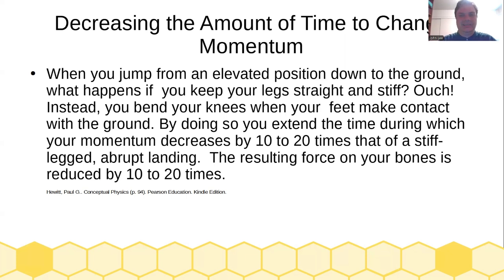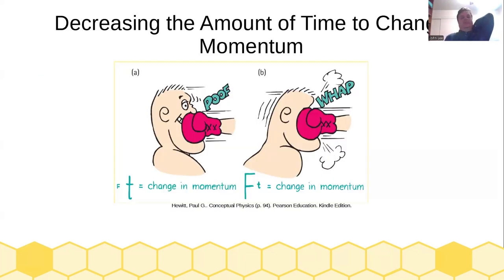But if you bend your knees when your feet make contact with the ground, the time that it takes to slow you from the momentum that you have to zero momentum, or zero velocity, increases by about 10 to 20 times that of a stiff leg landing, which means that the force is about 10 to 20 times less than a stiff leg landing. There's then this concept of rolling with the punches.